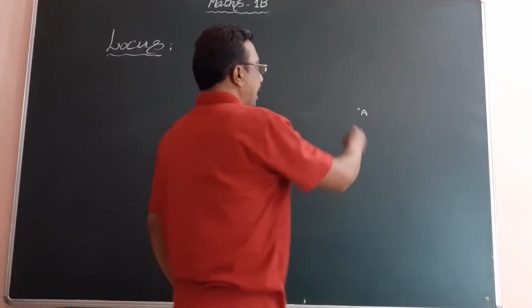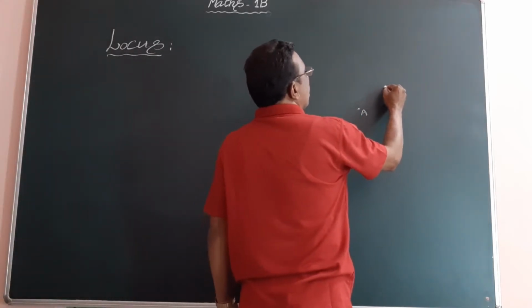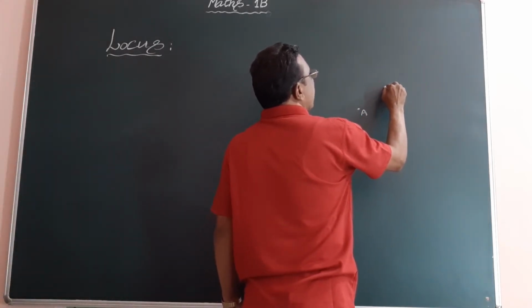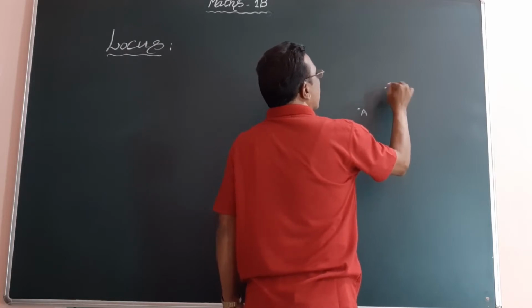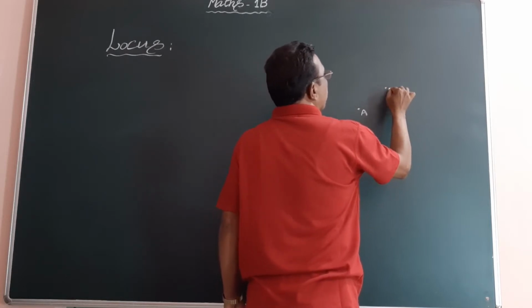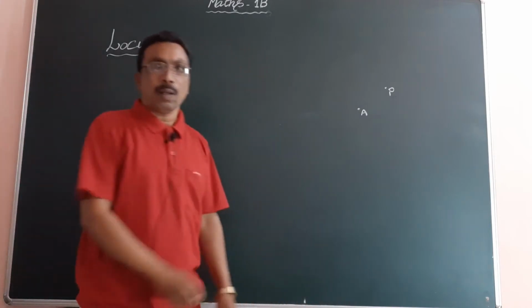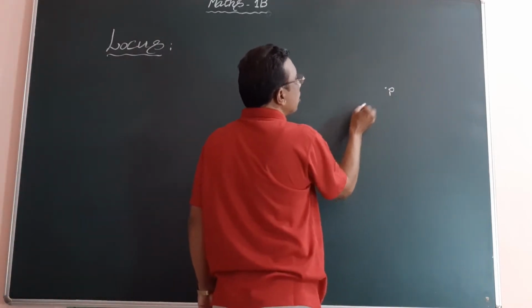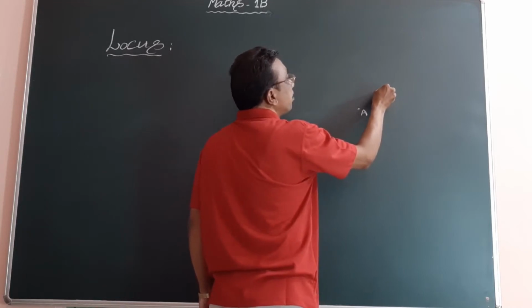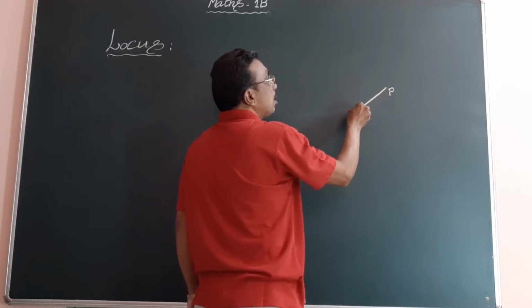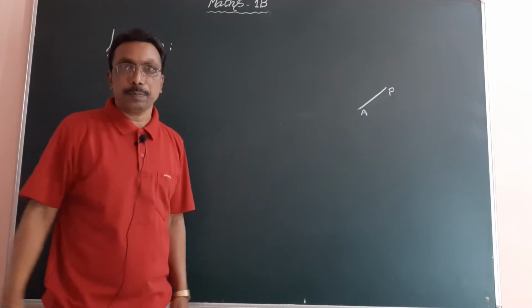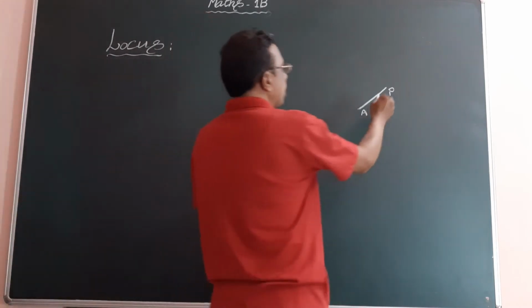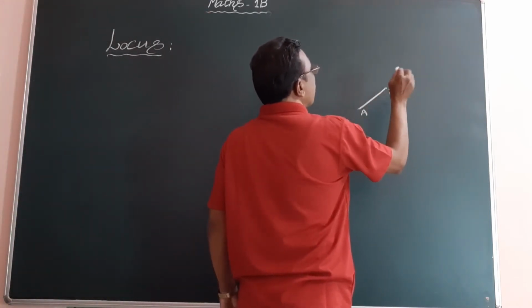Next, we take another point. This one is P. So, join these 2 points. So, this P is a point.